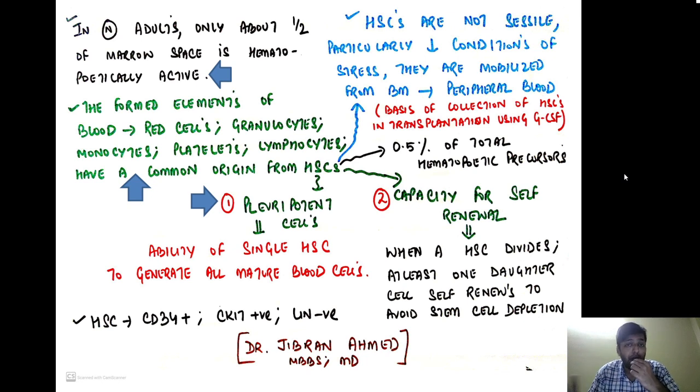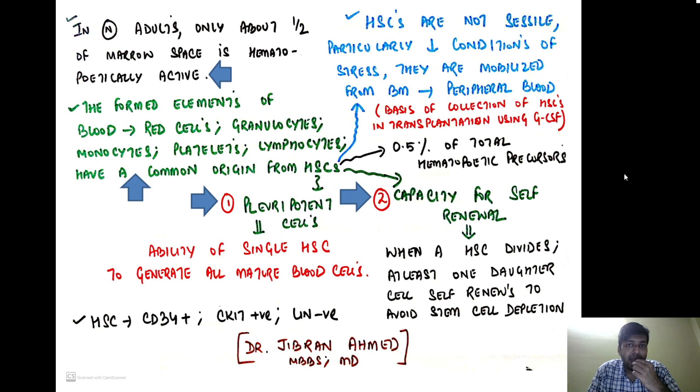It is giving rise to all of them. Okay, that is called pluripotency. And they also have the capacity for self-renewal. What is the meaning of self-renewal? So when a hematopoietic stem cell is dividing, at least one daughter cell will self-renew and avoid stem cell depletion.